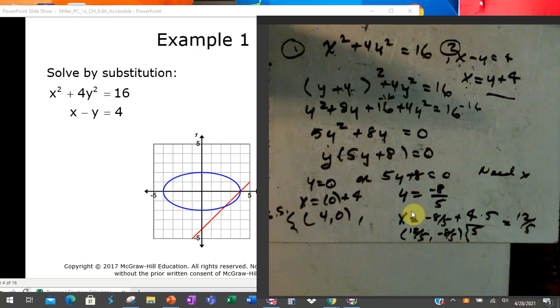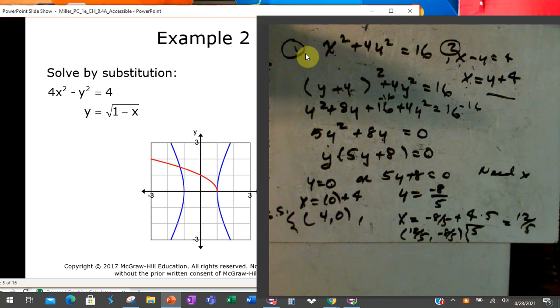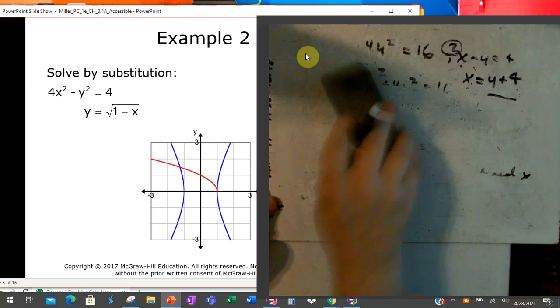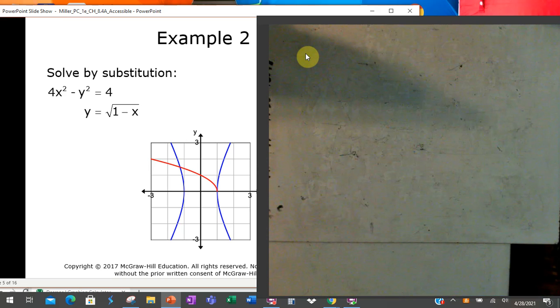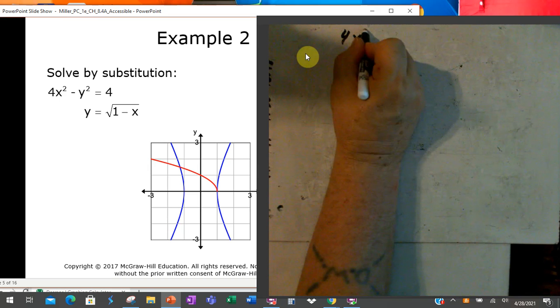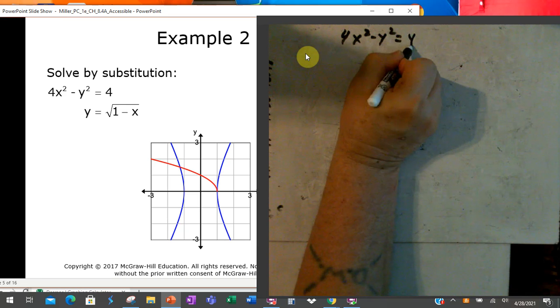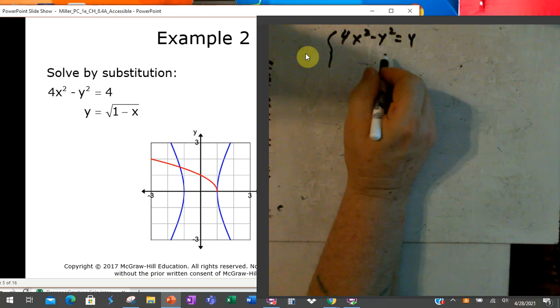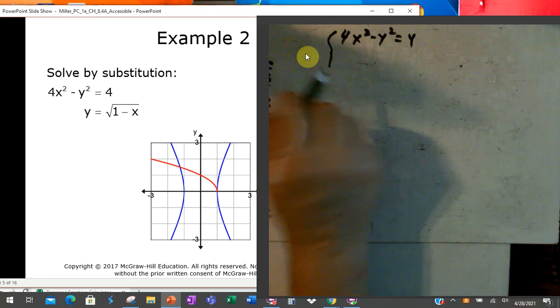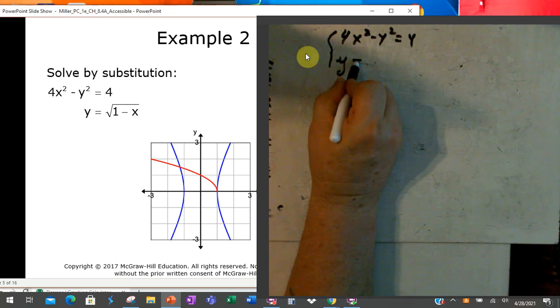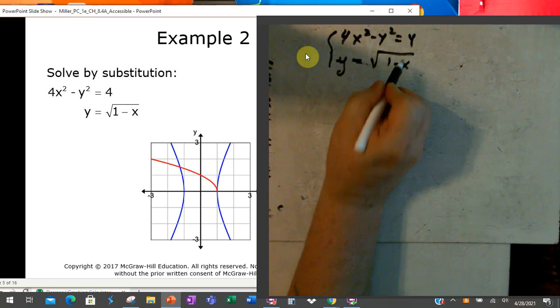Okay, so let's go through another one. Let's go and take a look at another one. Okay, so 4x squared minus y squared is equal to 4. And let's do the whole thing. Y is equal to 1 minus x.